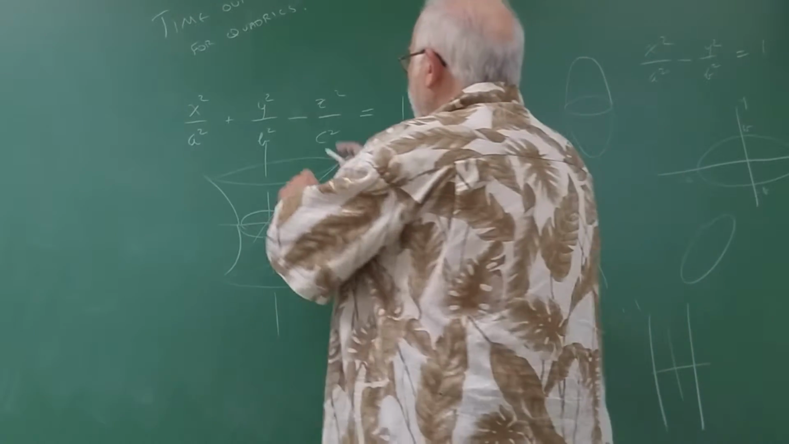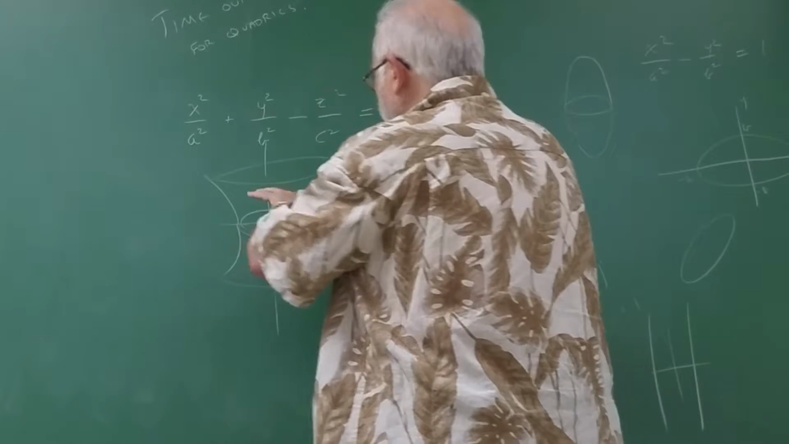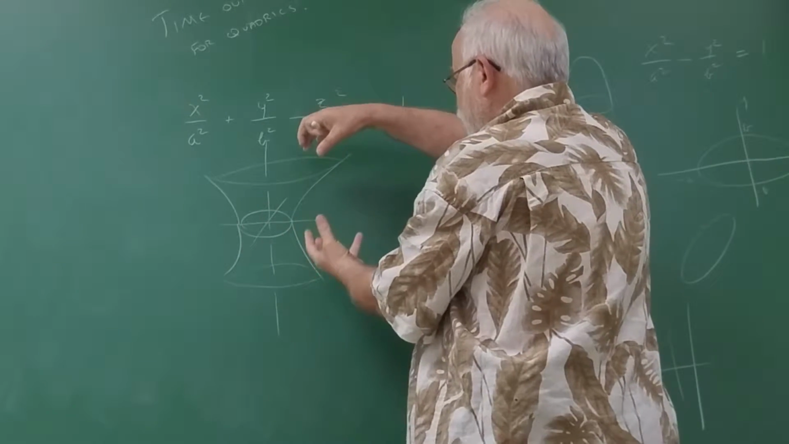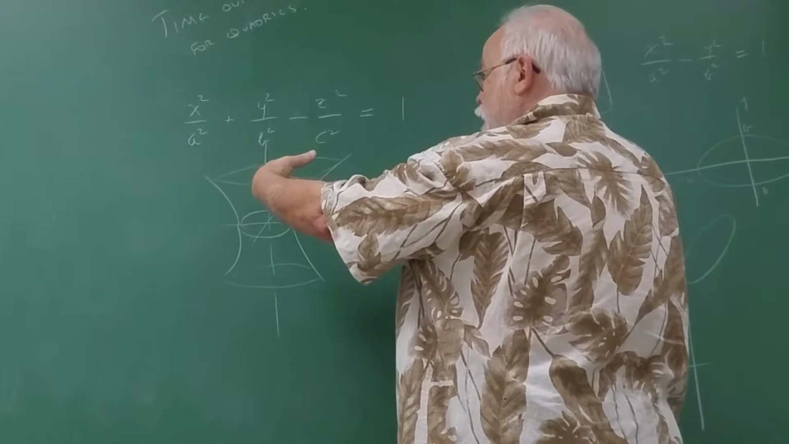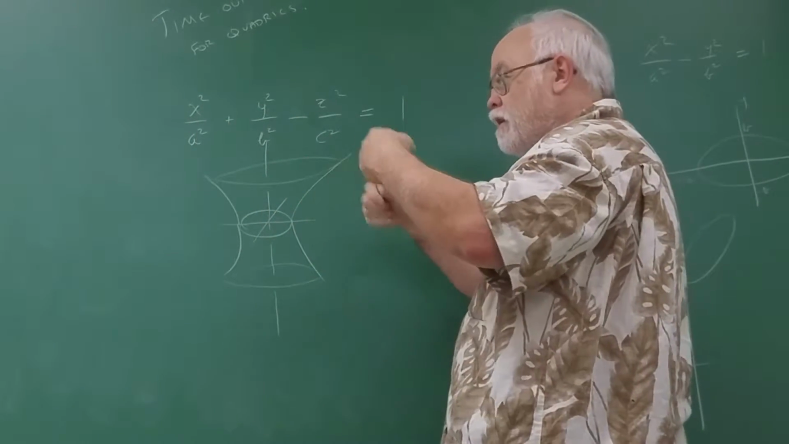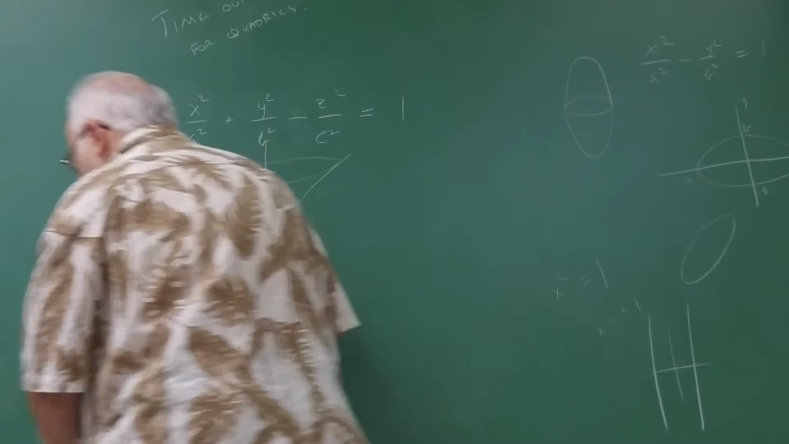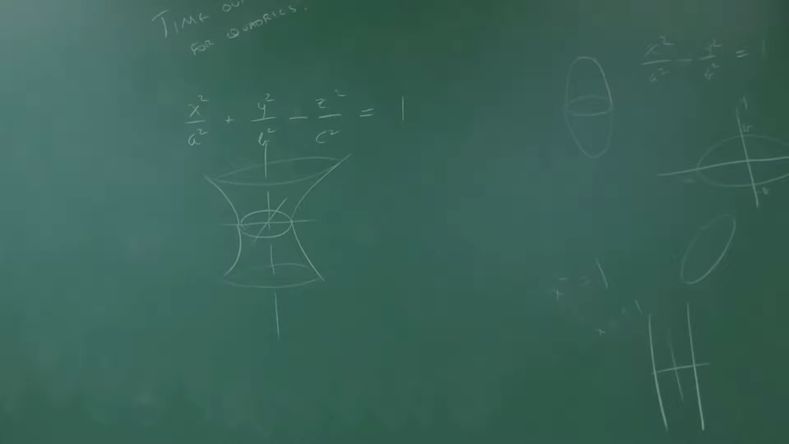If I had put the minus with the y instead of the z, then it would open, you know, just take this apple core and do it this way. If it's minus plus plus, then it's like this. Anyhow, what if we change two signs?